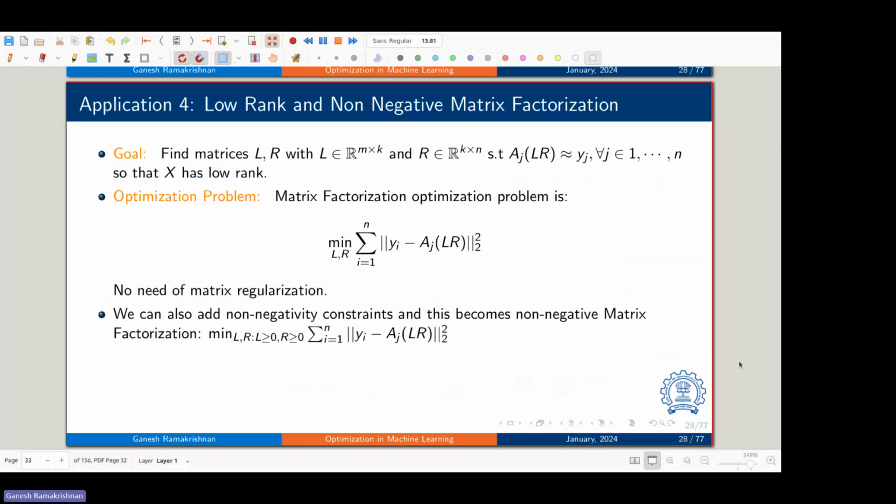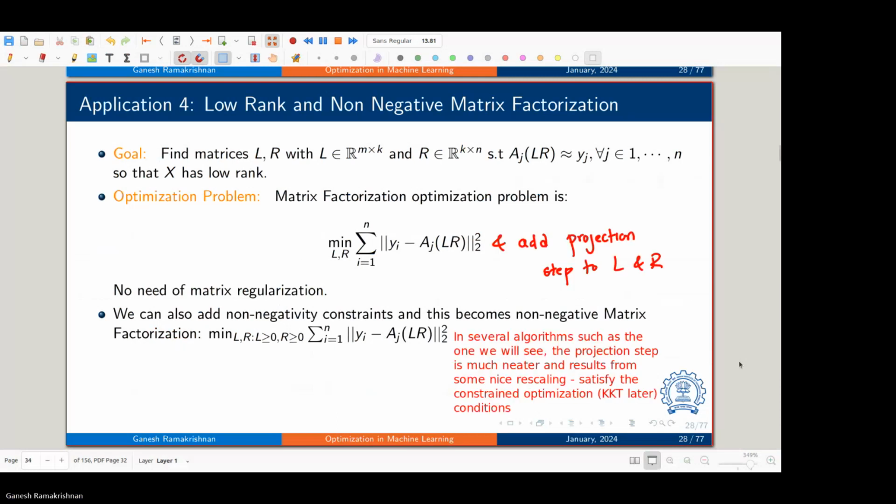So I want to add these non-negativity constraints, which I talked about just now, so that the entries become all non-negative at every iteration. We know LR is: L greater than or equal to 0, R greater than or equal to 0, entrywise. And all they're doing is adding this projection step. Right?